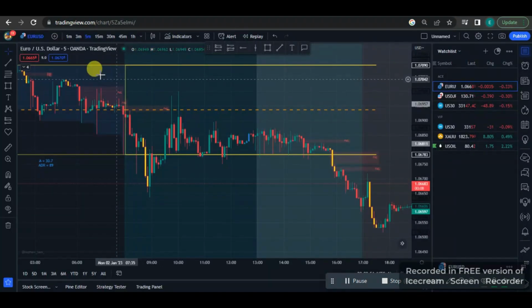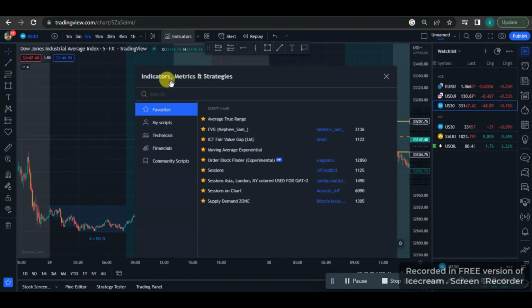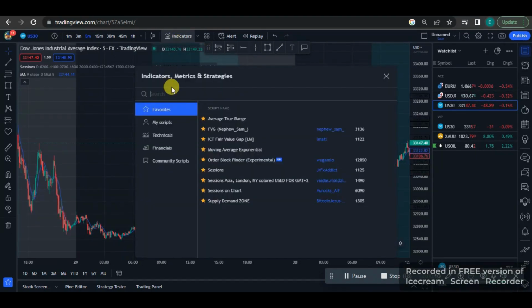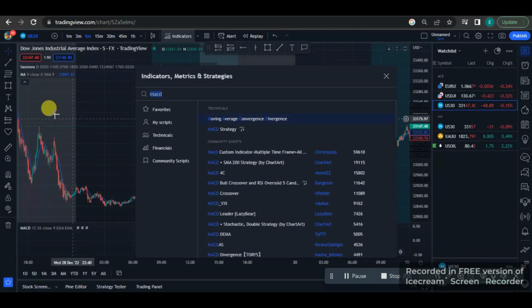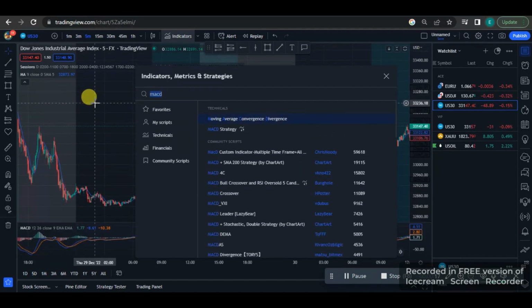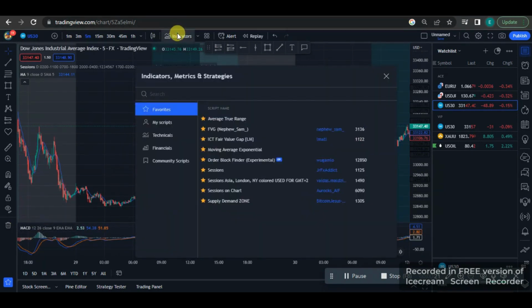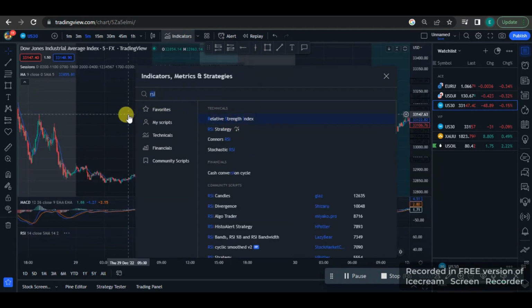Let's go to our TradingView real quick. Alright, so guys, to add in the indicators, you just have to come to this point and search for MA, which is moving average. You can see here moving average, you click on it and it will be added to your chart. Come to this indicator again and search for MACD, and you click on it, it will be added to your chart. You can see this is MACD below. So let's add in the last indicator, which is RSI, which stands for relative strength index.